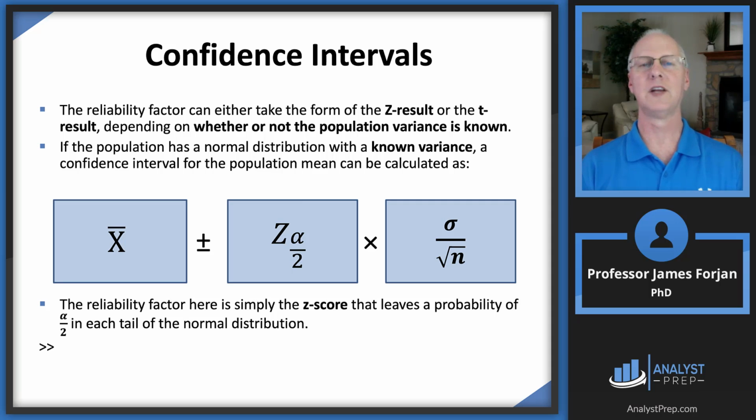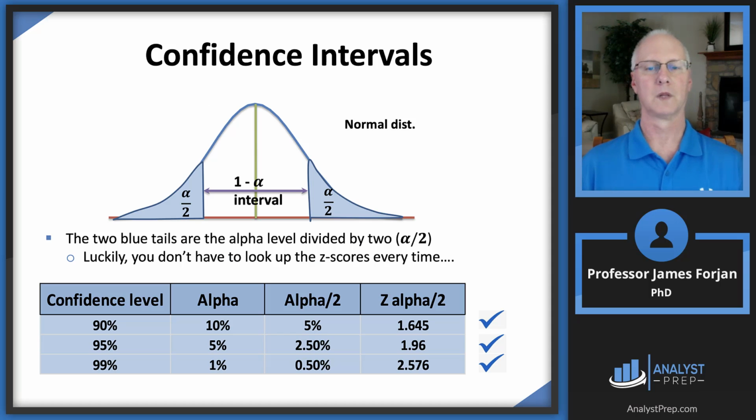All right, so let's continue some more conversation of confidence intervals. So there we go. The reliability factor can take the form of the Z or the T, and this is important, that depends on whether the population variance is known or unknown. If the population has a normal distribution with a known variance, how often is that going to happen? But if it has a known variance, then you'll use the Z-score. And there's a good table at the bottom to look for confidence levels of 90, 95, and 99.